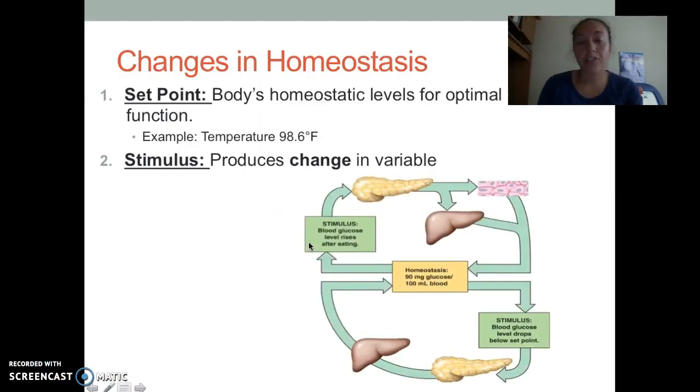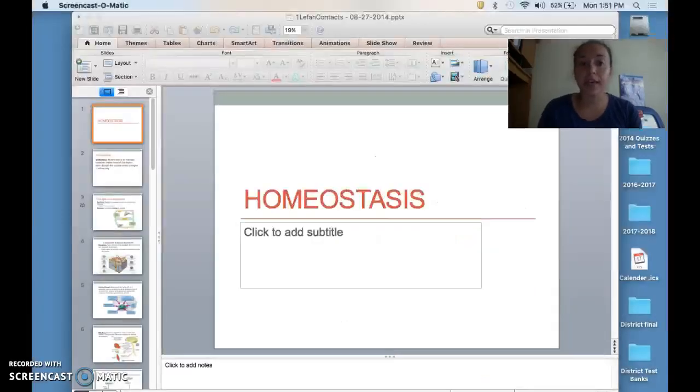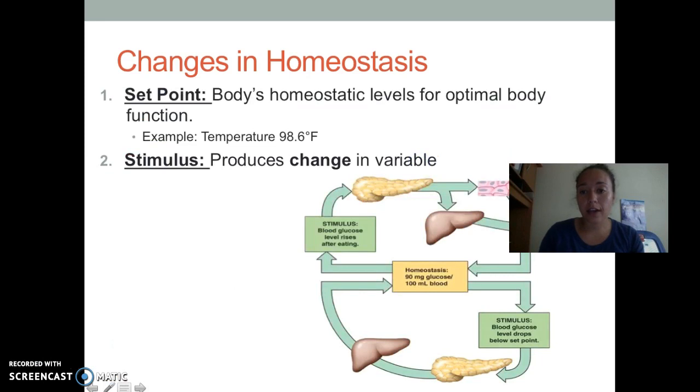So there are changes in your homeostasis. You won't always be at set point, but your body will do what it needs to get it back to that optimal body function. So some terms that you'll need to know before we start with the components is that your body has set points.